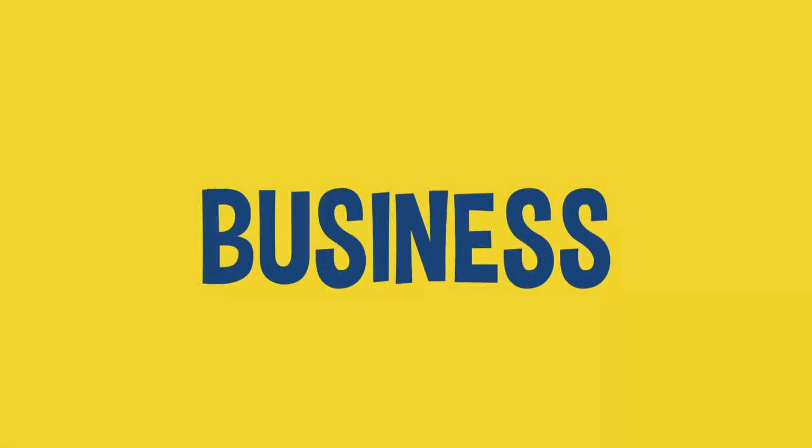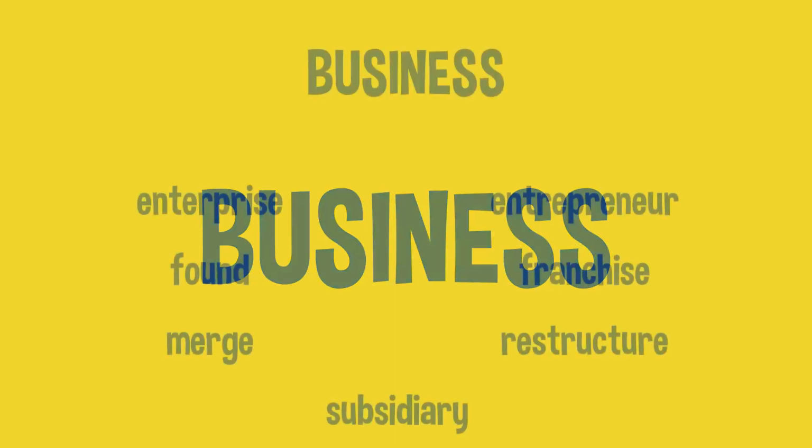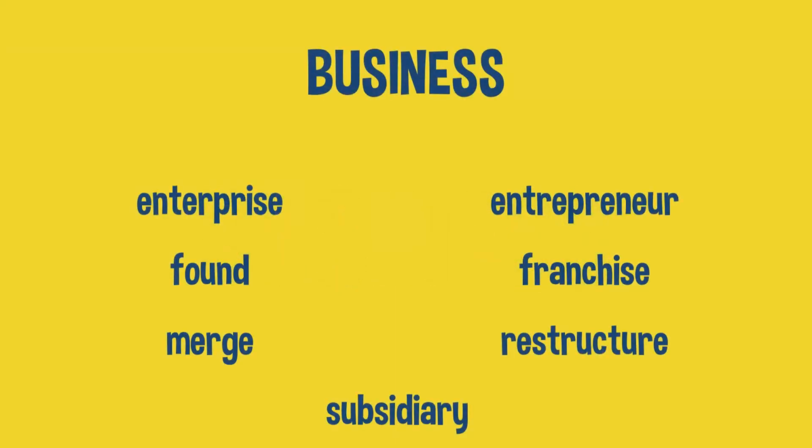In this lecture, I'm going to take you through 7 words connected with business. And here are those 7 words: enterprise, entrepreneur, found, franchise, merge, restructure, and subsidiary. So the first word is enterprise. An enterprise is a business or a company. It can be quite small. It's often used to describe small businesses.